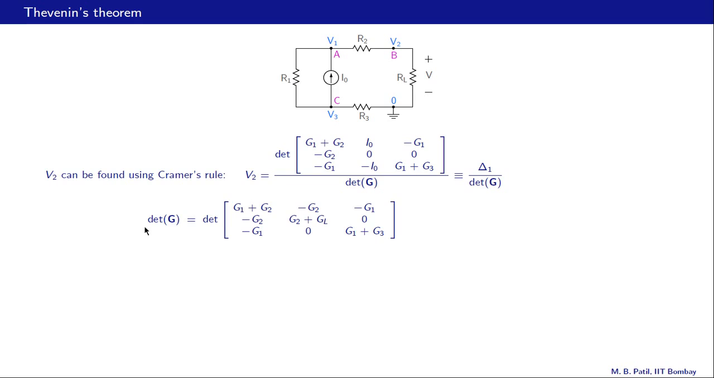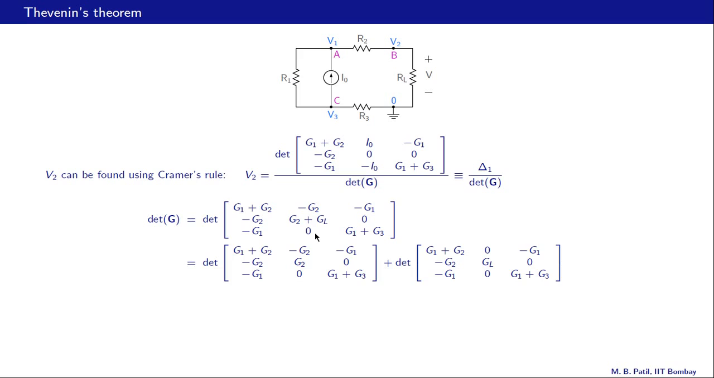Let us look at the denominator now, that is the determinant of G. This is our G matrix, and this determinant does depend on GL. We have GL over here, and what we will do now is write this column as the sum of two columns, column 1 minus G2, G2, 0, and column 2 0, GL, 0. If we do that, we can write this determinant as the sum of two determinants. This determinant has no GL term in it, whereas this one does have GL in it right there.